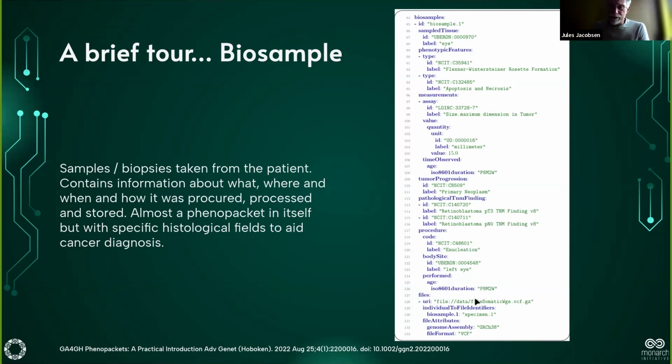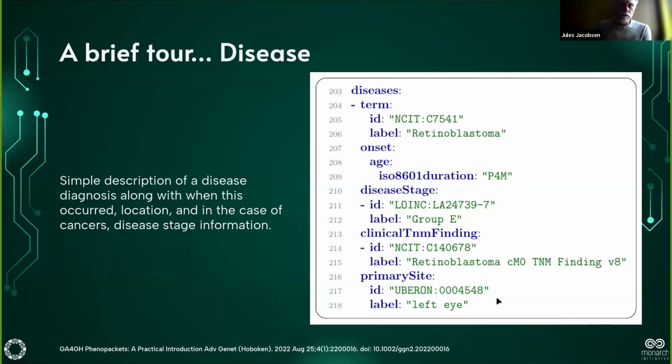and also some somatic whole genome sequencing happened. So here you see the files. It gives you the path to the file itself, and then tells you what the genome assembly and the file format was. So obviously, taken from that, they said, okay, we're going to diagnose the patient with retinoblastoma, and given it a disease stage again. And again, we've got the primary site of where the retinoblastoma was occurring. So we could have 2 different diseases with different primary sites. All of these things are catered for within the disease category.